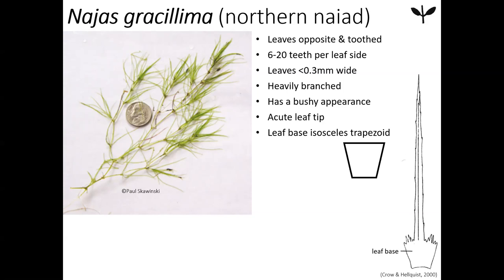And then again, this species is heavily branched, a similar appearance to Naias flexilis, very bushy. The leaf tip is extremely acute, so very pointed. And the leaves are going to be much narrower, typically less than 0.3 millimeters wide. Sometimes the species can be confused with a fine-leaf pondweed or maybe even a Nitella species just because those leaves are so narrow. But again, remember Naias will have that opposite leaf arrangement.